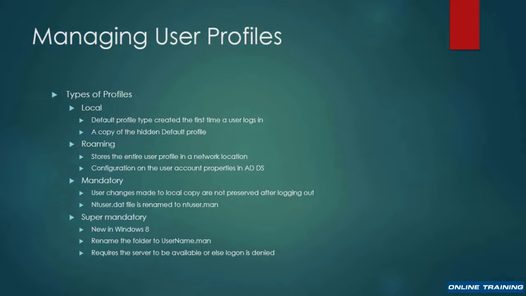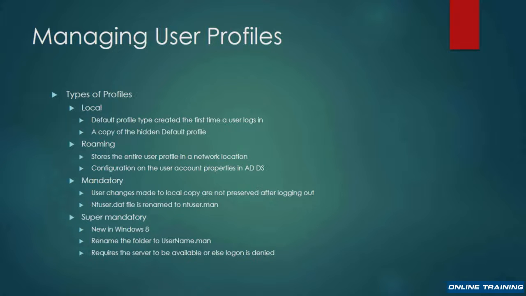Now, technically, there are two categories of profiles. I find it humorous that we say there's two kinds of profiles and then there's four on the list. But the two categories are local and roaming. Within roaming, you've got a couple of variations, but they're still roaming profiles. So a local profile is a profile that is only stored on that particular machine. It's not stored anywhere else.